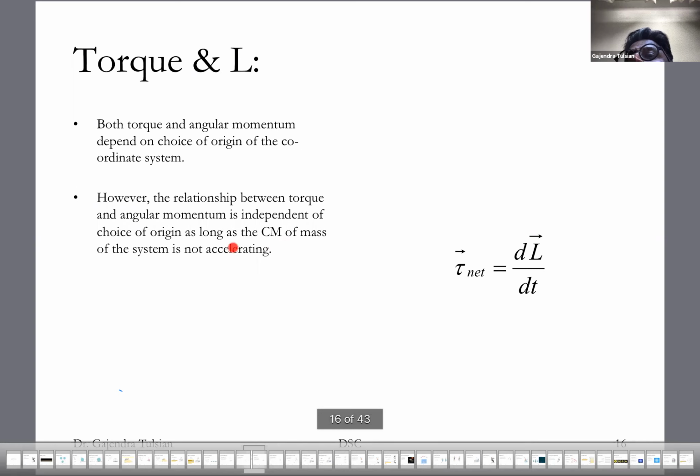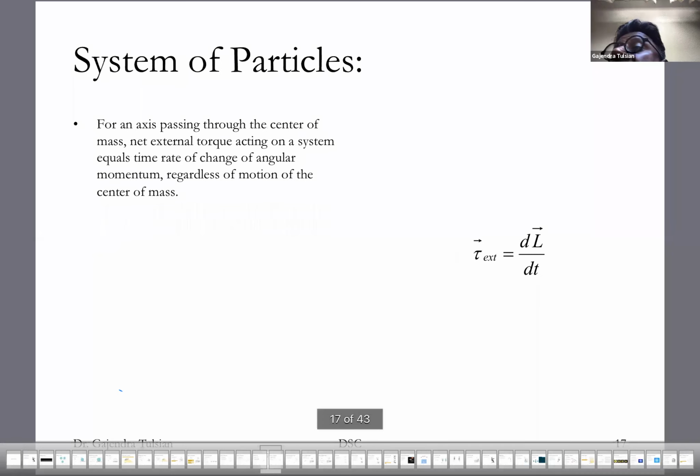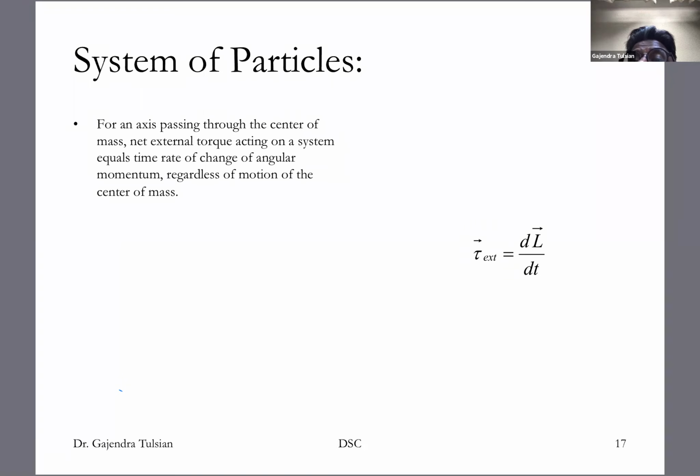And if you calculate both of these about the center of mass, then this equation is always valid, whether the center of mass is accelerating or not. So again, that's what this slide is saying. This equation is valid for an axis passing through the center of mass, and the external torque acting on the system equals the rate of change of angular momentum regardless of the motion of the center of mass. So as long as you calculate everything about the center of mass, this equation is always valid.